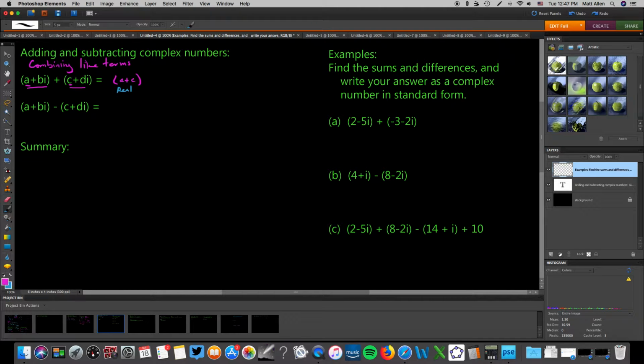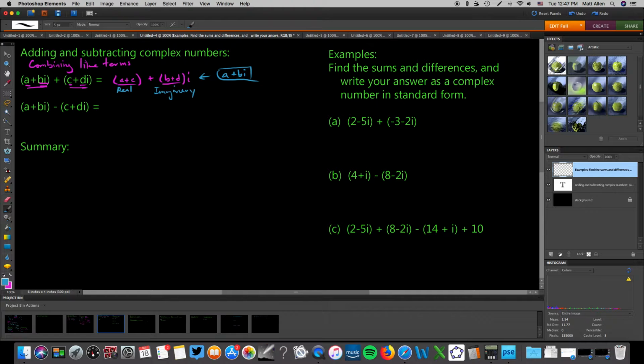So I'm going to call this the real part. And then I'm going to say, well, what would we get when I take bi plus di? I would get b plus d of these i things. And so this part here would be our imaginary part. And so what these definitions basically state is that we're just going to add the real parts together, get our new real part, and add the imaginary parts together and get our new imaginary part. But you notice that my answer here is in the standard form of a complex number.